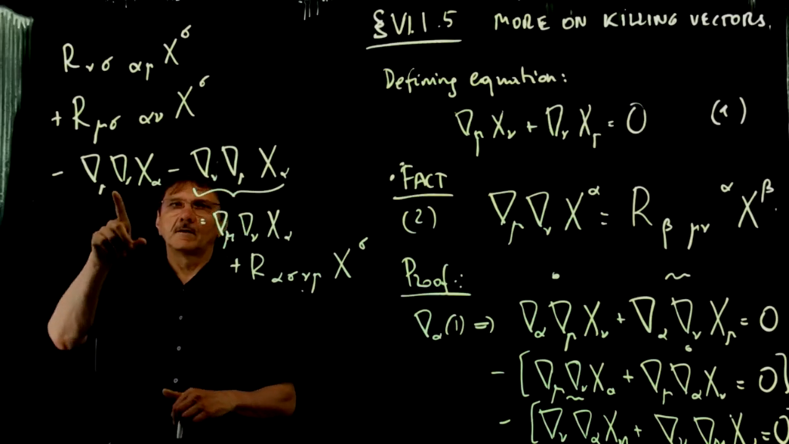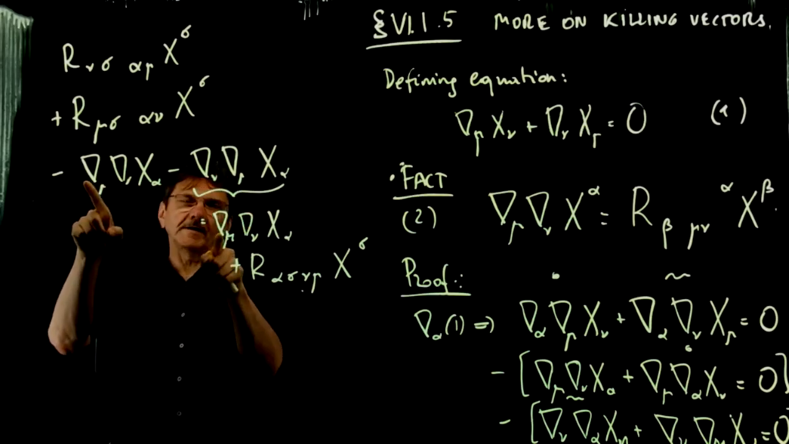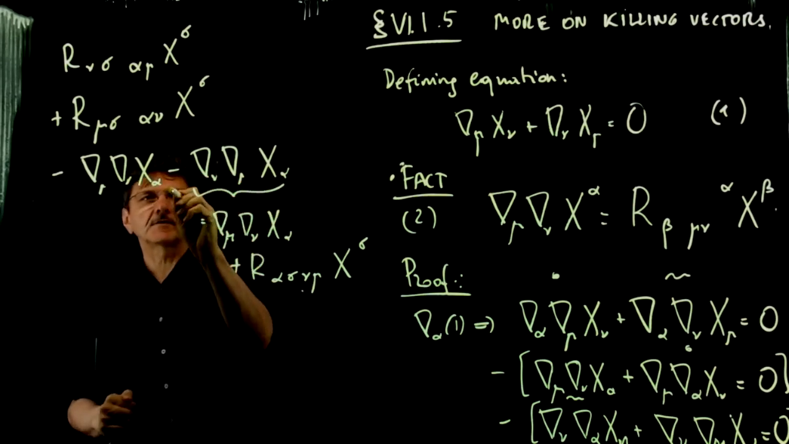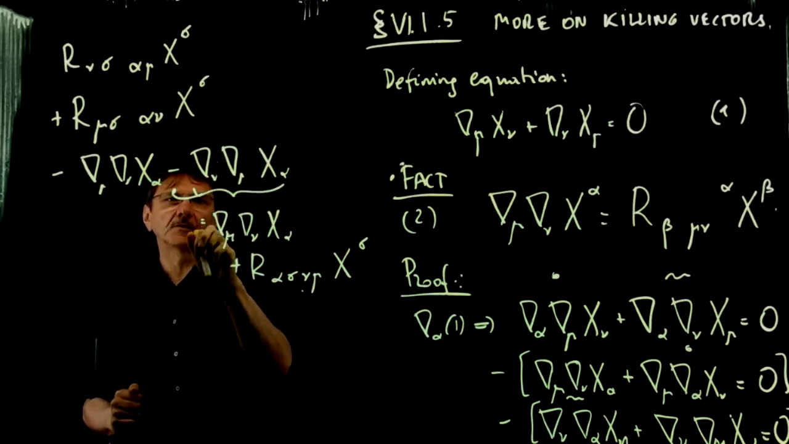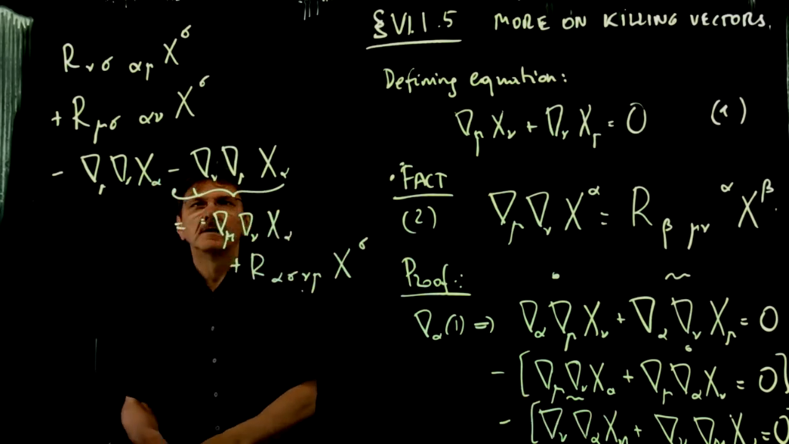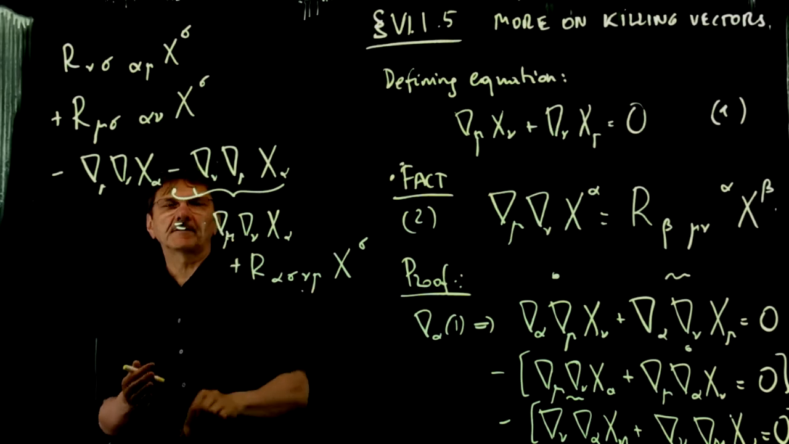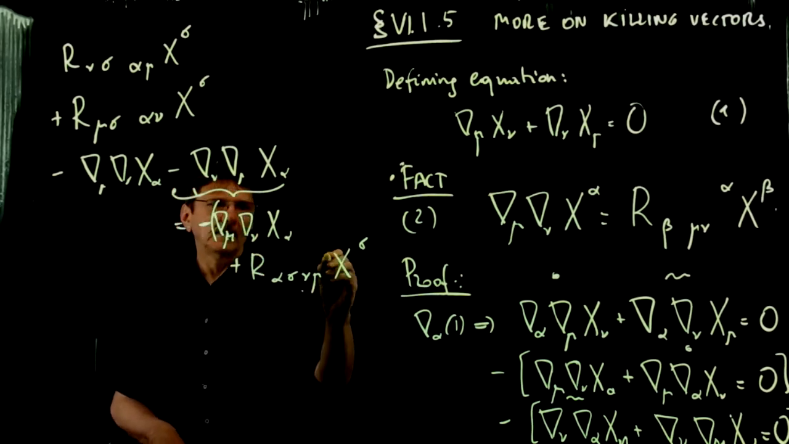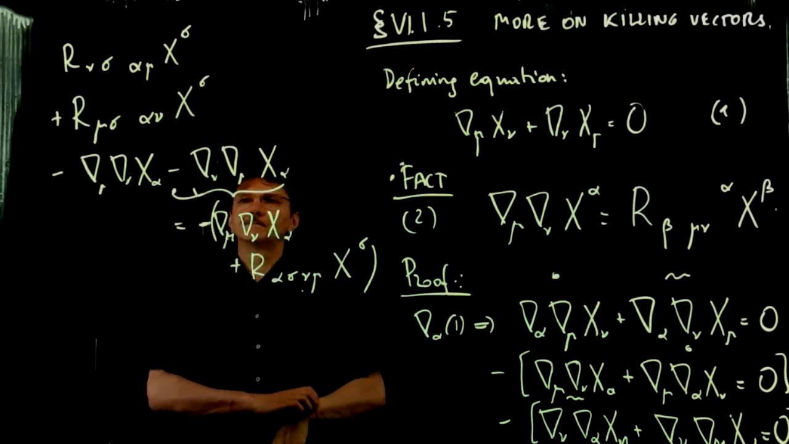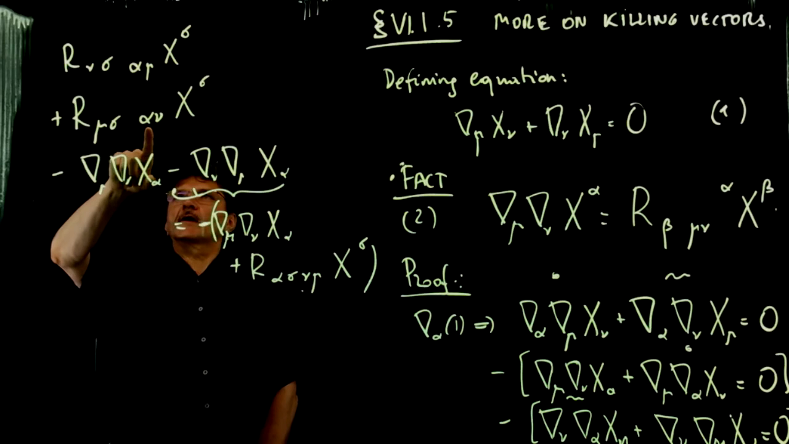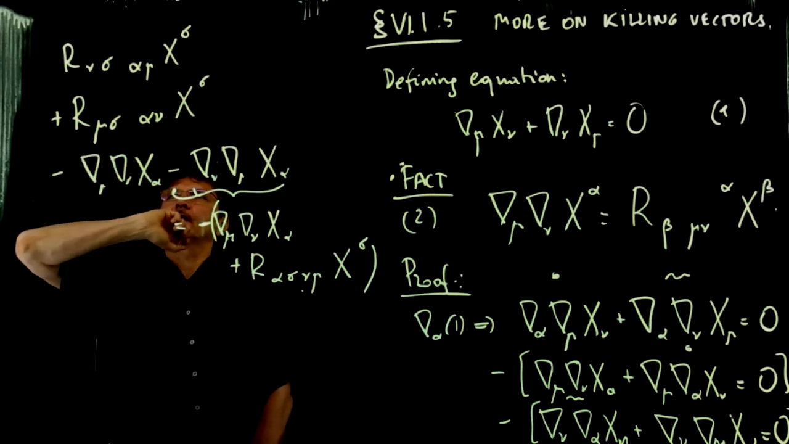So this one is, let's see, how should we do this? Let's just not make a mistake. Let's keep the sign with it, right? So we had a minus here. So this is this minus carry over like that. So here we can probably use the second Bianchi identity.